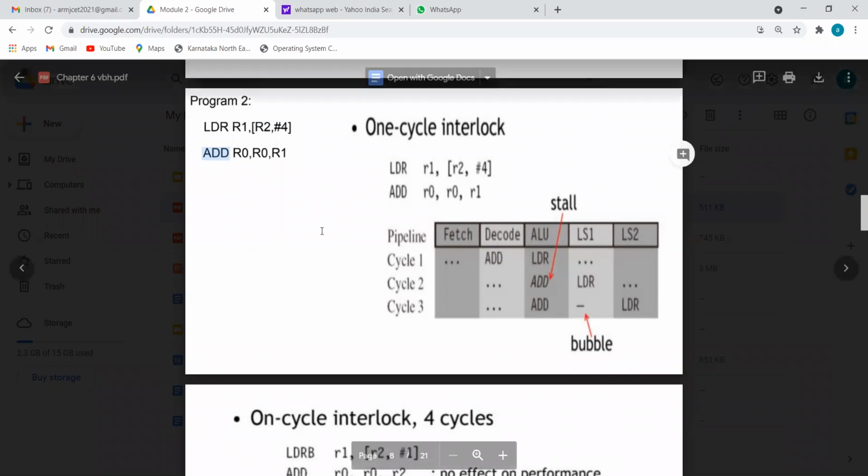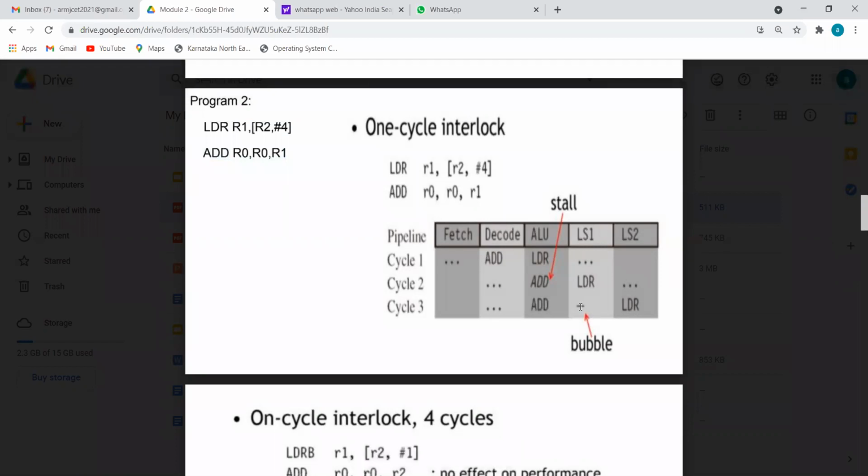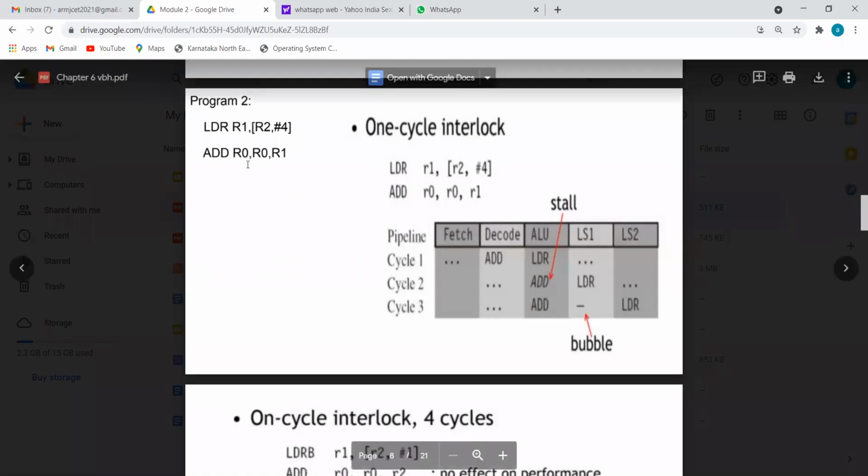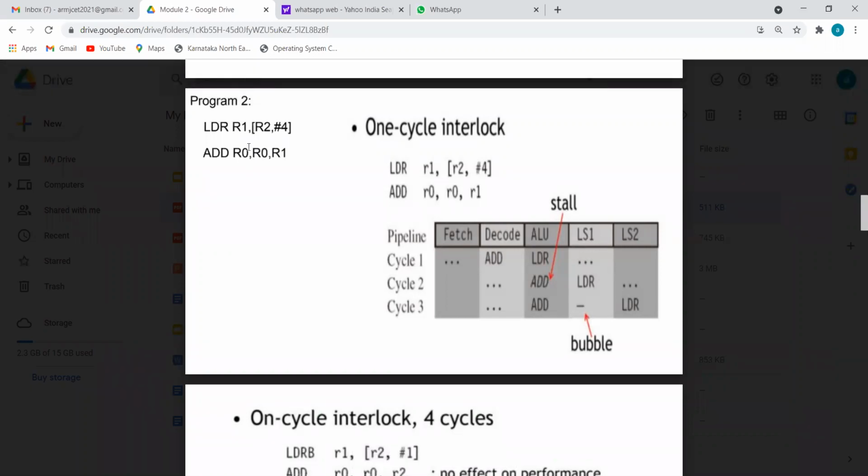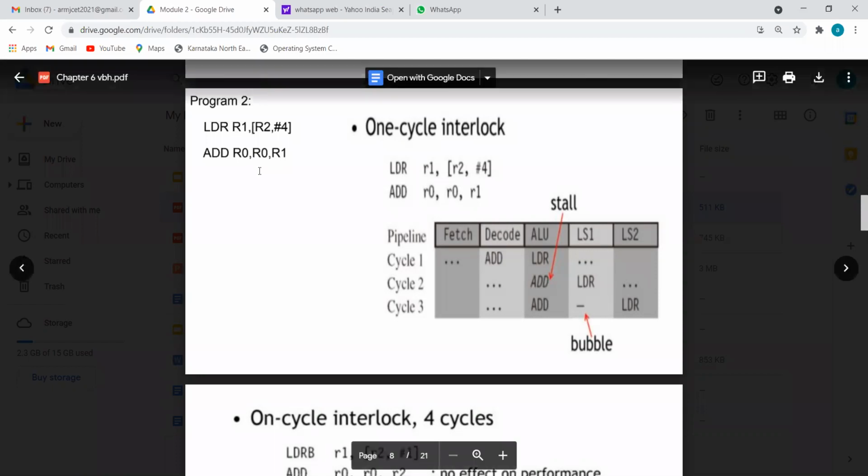Okay, the R1 value, this R1 is not present here. I will get this R1 only after LS1 finishing. So once I finish LS1, then only I will get the value of R1. Then only I can finish R0 plus R1 and store the result in R0. Hence, 2 cycles for LDR and 1 cycle for add.